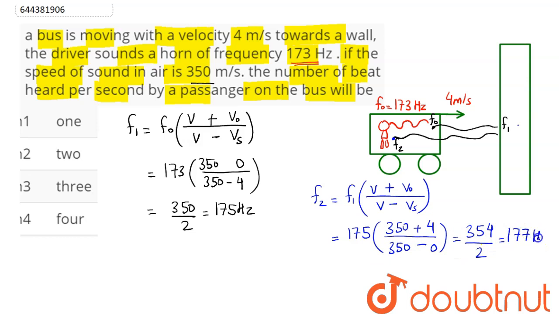Now the difference of these two frequencies is our beat frequency. So the beat frequency is equal to F2 minus F0, which is equal to 177 minus 173, which is equal to 4 Hz. Hence the number of beats heard per second is 4. That is option number 4, the correct answer. Hence 4 is our answer.